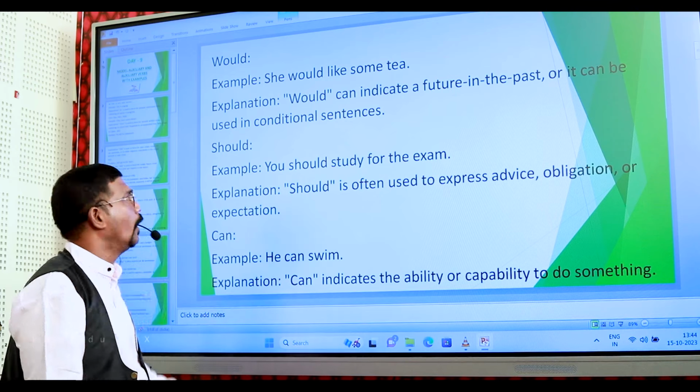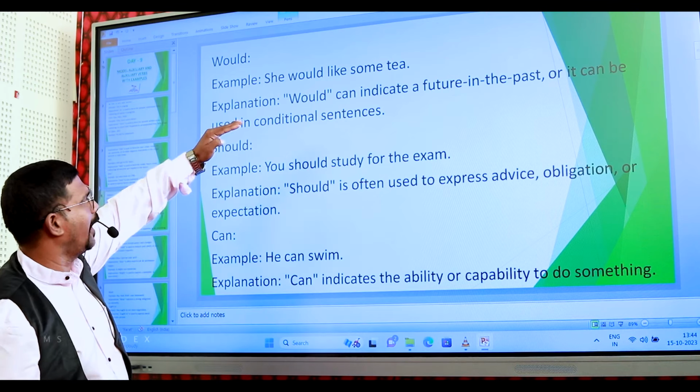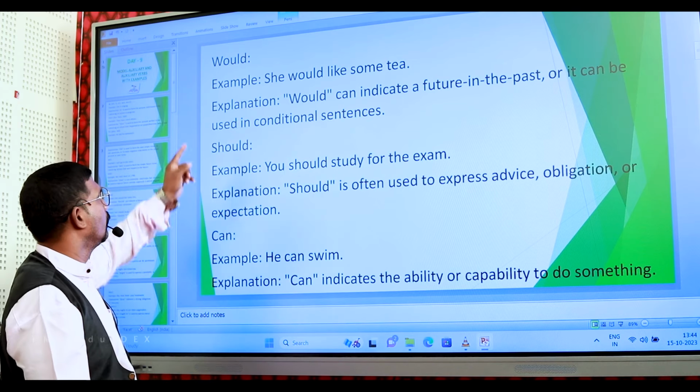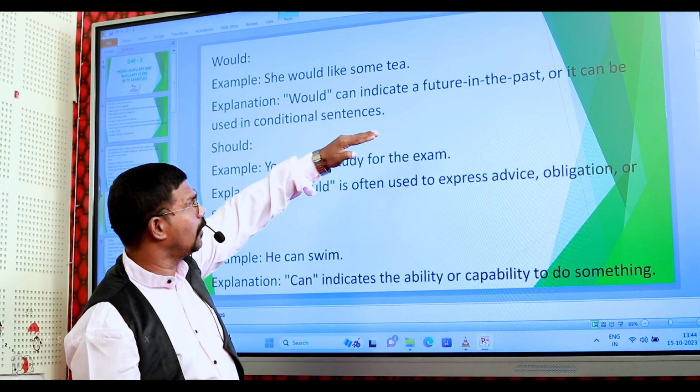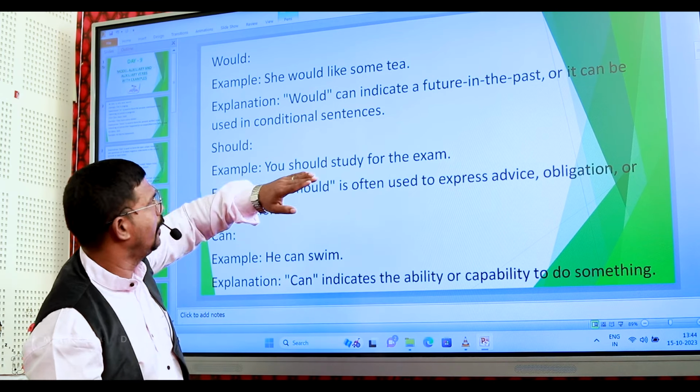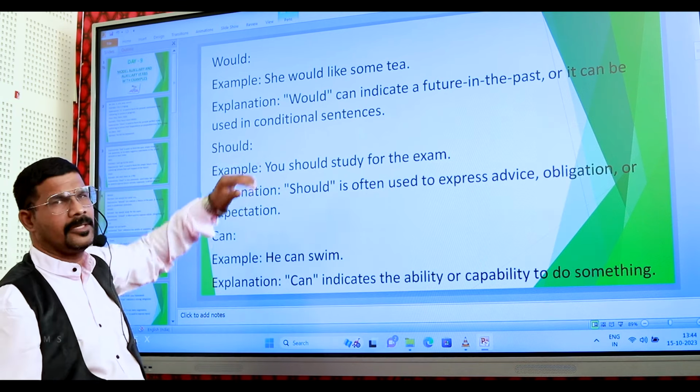Would. Example, she would like some tea. Explanation, would can indicate a future in the past or it can be used in conditional sentences.